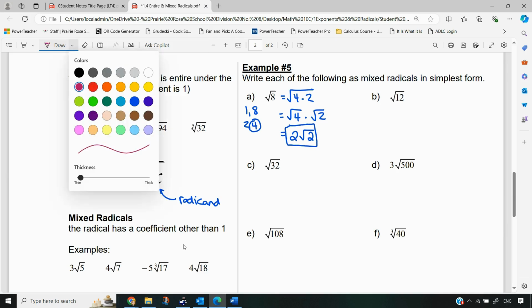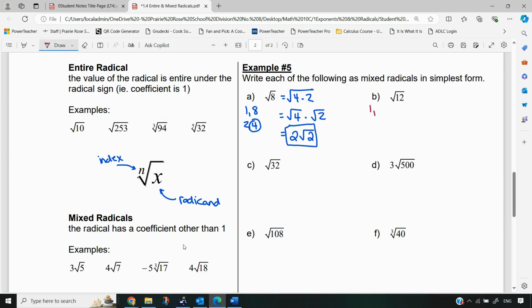So for root 12, again, I think about my factors. I've got 1 and 12, 2 and 6, 3 and 4. Once again, I only have one perfect square there, and that's root 4.